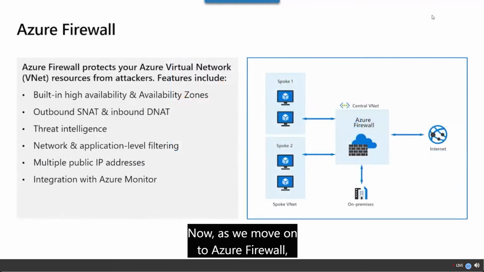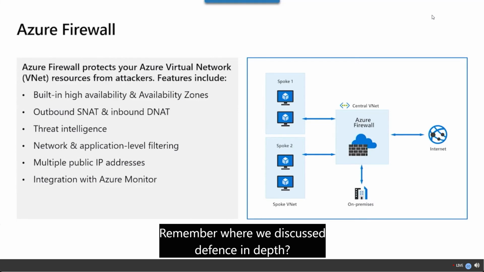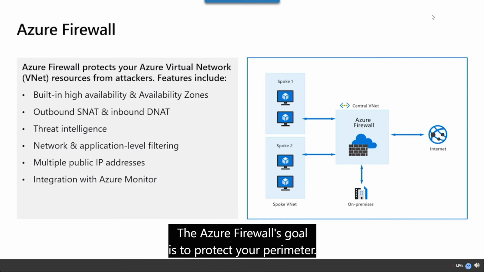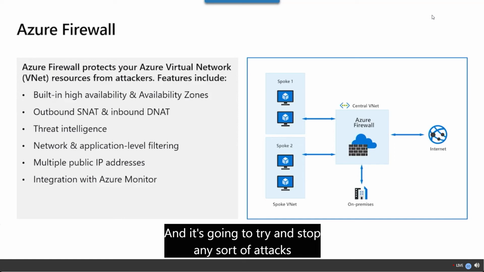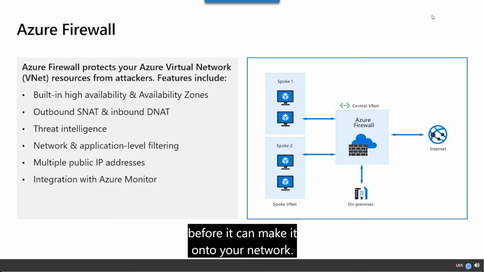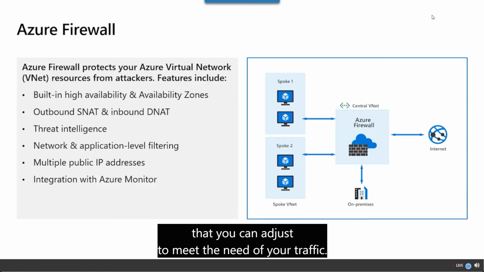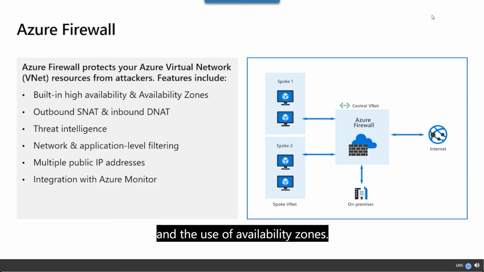Now, as we move on to Azure Firewall, I want to take a minute and have you think back to Module 1. Remember where we discussed defense in depth? The Azure Firewall's goal is to protect your perimeter, and it's going to try to stop any sort of attacks before they can make it onto your network. And the Azure Firewall is a scalable solution that you can adjust to meet the needs of your traffic. But on top of that, you have built-in high availability and the use of availability zones.